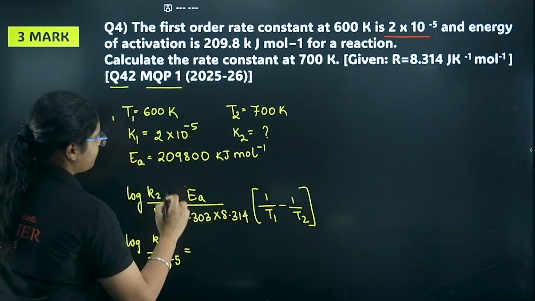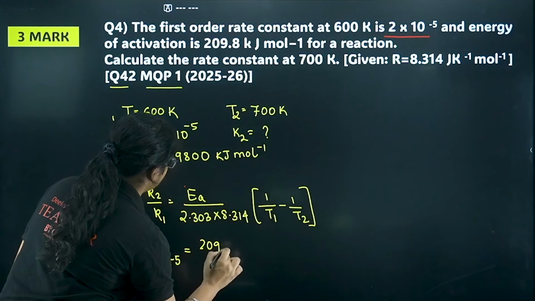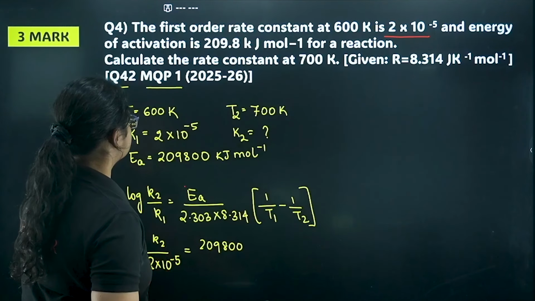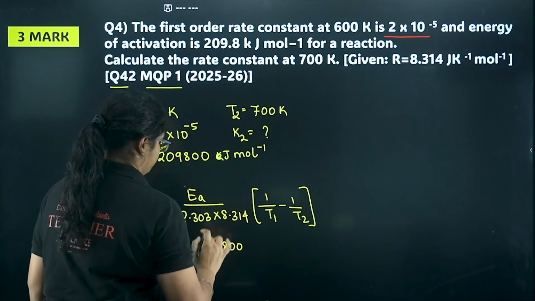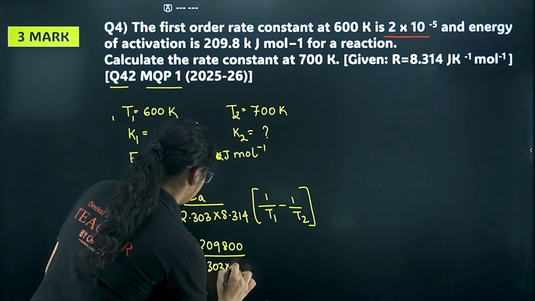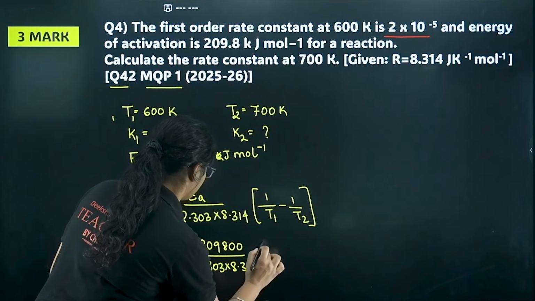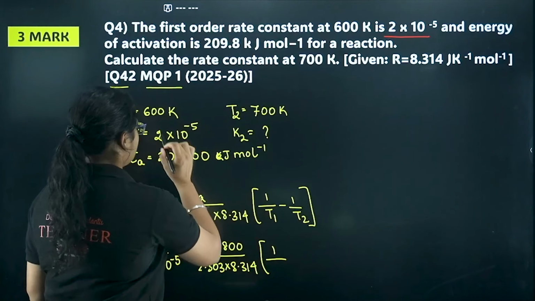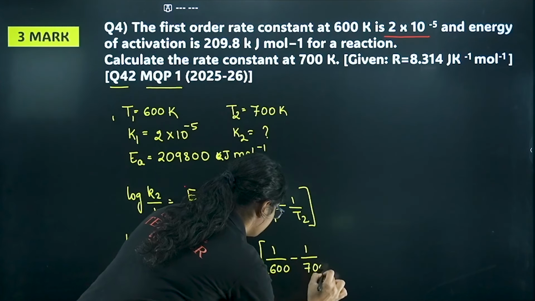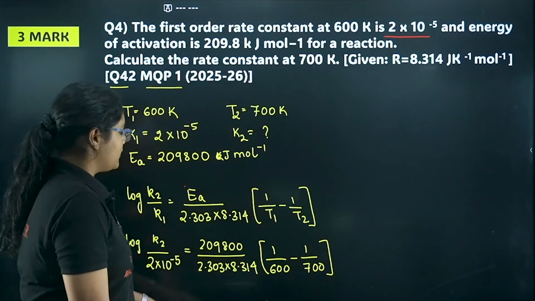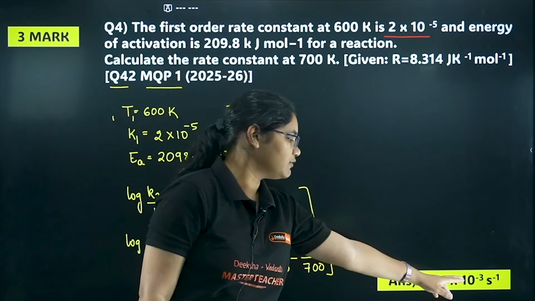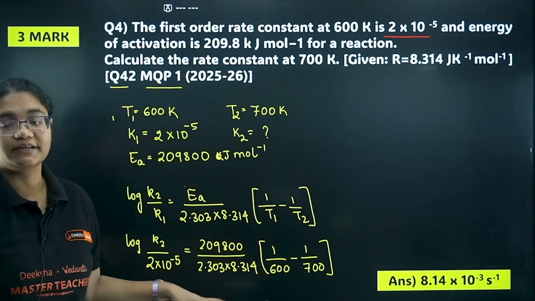Okay, Ea value is 209800. I have converted this kilojoule to joule, so this is not kilojoule anymore. Then 2.303 into 8.314, then 1 by what is the T1 here? 1 by 600 Kelvin minus 1 by 700 Kelvin. Now if I solve this, I can find the value of k, which is equal to 8.14 into 10 to the power of minus 3 second inverse.